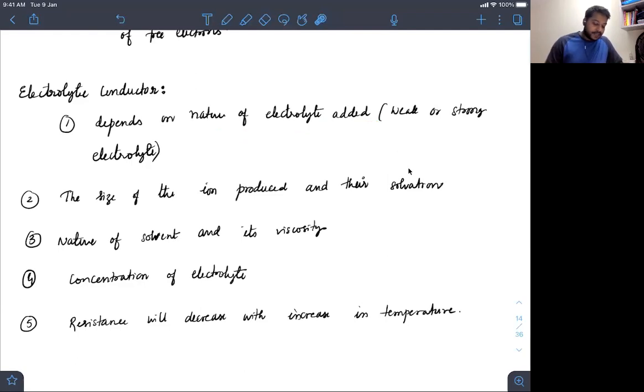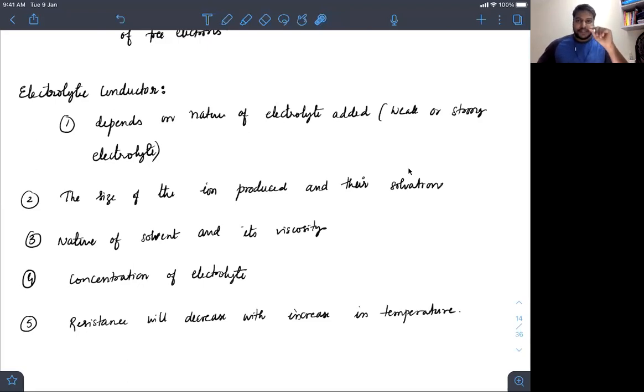Second factor: the size of the ions produced and their solvation. Typically we will be learning a lot of this in inorganic. First, I'll give you one example; the rest we will discuss in inorganic. When it comes to s-block elements, on adding them to water, they always get easily hydrated. The reason is they have high reactivity in water. All s-block elements, starting from lithium, sodium, potassium, rubidium, cesium, when you add them to water, they lose electrons and become ions.